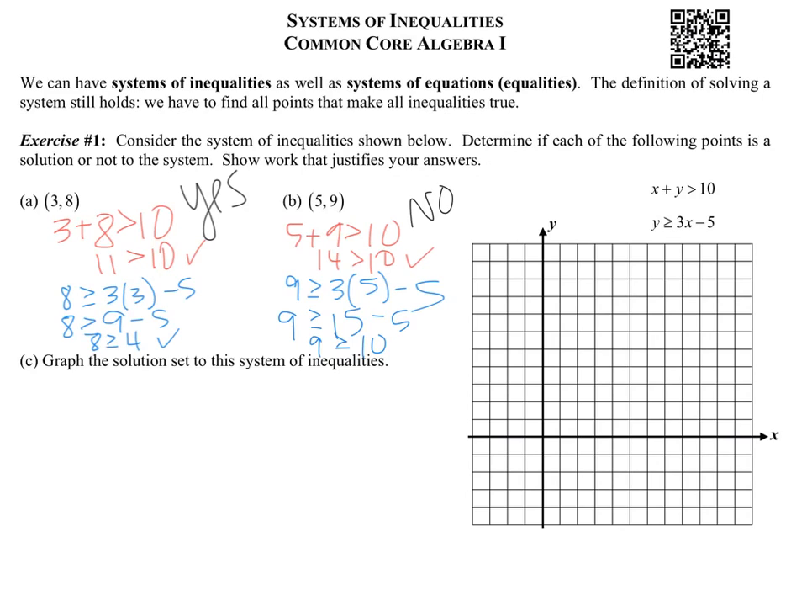So letter C asks you to graph the solution to the set of inequalities. We're going to first graph the bottom equation because it's already in y equals mx plus b format, even though that's an inequality. And our b is our y-intercept, so we start at -5. And our slope is 3, so we go up 3 over 1. And since it has the or equal to, it's a solid line.